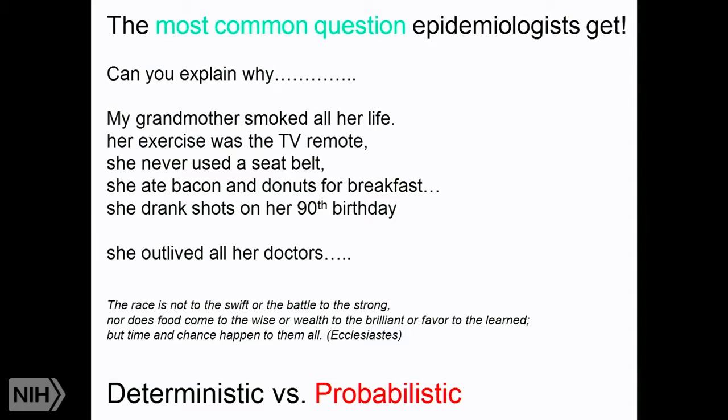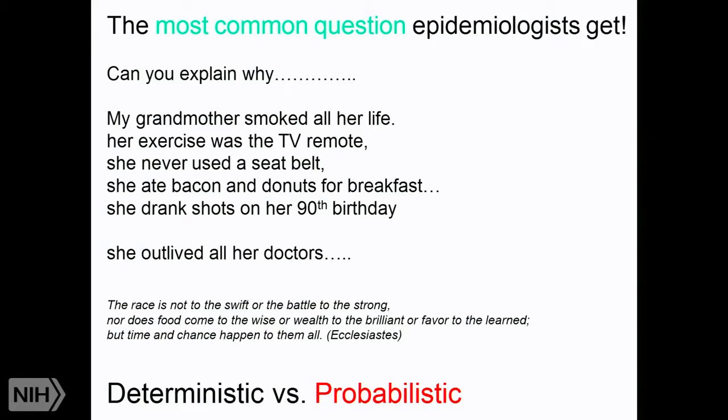The most common question epidemiologists get is, can you explain to me why my grandmother, who smoked all her life, ate bacon, outlived her doctors, how can you explain that? She had all these unhealthy lifestyle factors. And one answer to this, there's a lot of different answers, is that epidemiology is concerned with probabilistic factors, not deterministic, and that we know a lot of things that are associated with cancer, but we don't know if a given individual will have a specific outcome of interest. So risk is normally distributed, and you're always going to get people at the end of that distribution.